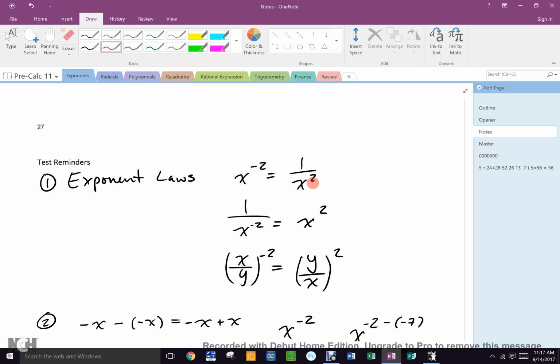Everybody good? All right. With any luck, we'll write the test and I'll get it marked in class so we can go over it tomorrow, so then we can go into the weekend with no homework. That's my goal.